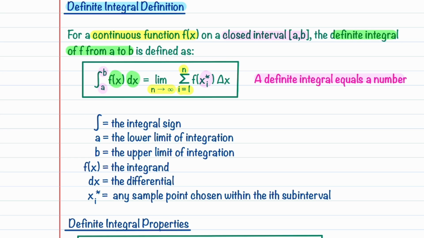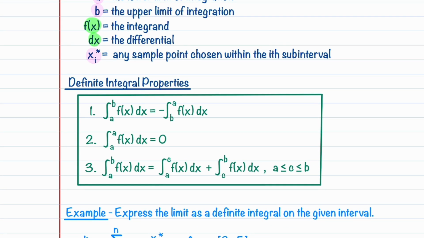Let's now go over the notation. This symbol is the integral sign. It is shaped like an S because integrals represent the sum of the area under a curve. A is called the lower limit of integration, and b is called the upper limit of integration. The function that we're integrating, f of x, is called the integrand, and dx is the differential. x sub i star then is any sample point chosen within the subinterval.